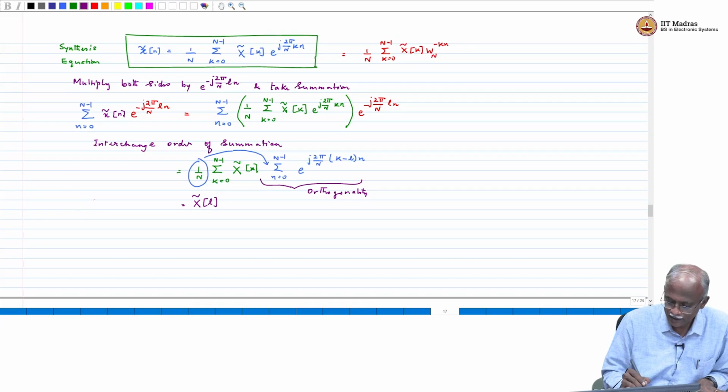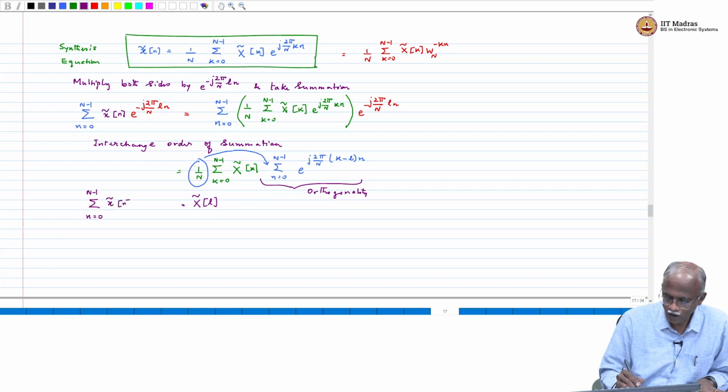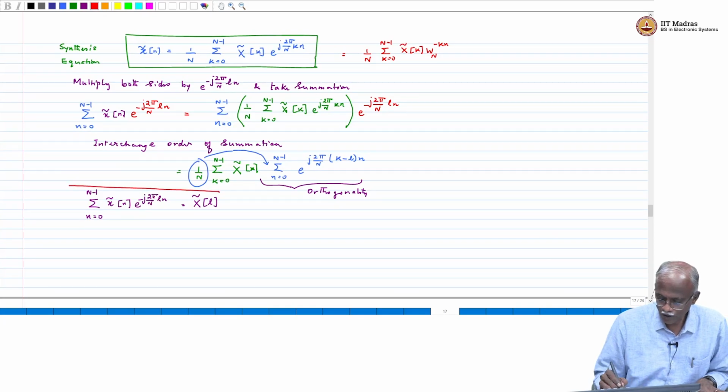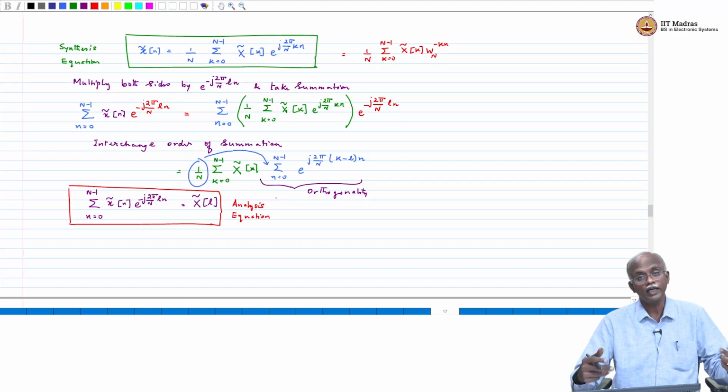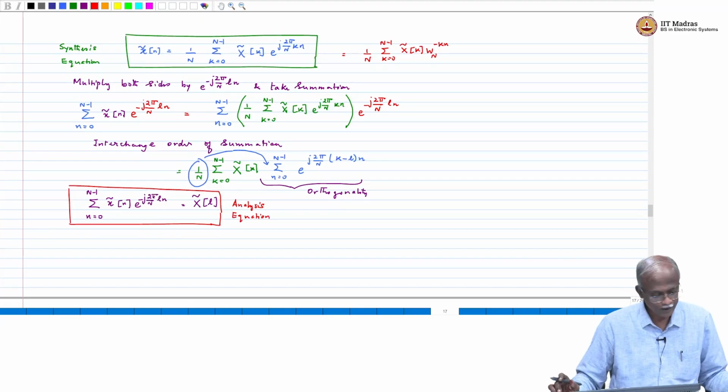What is the left hand side? Left hand side is summation n equal to 0 through N minus 1 x tilde of n e power minus j 2 pi by N ln. So this is what we call the analysis equation, which gives you the Fourier series coefficients. You saw the synthesis equation at the top, and from the synthesis equation, using the principle of orthogonality, we have obtained the analysis equation.